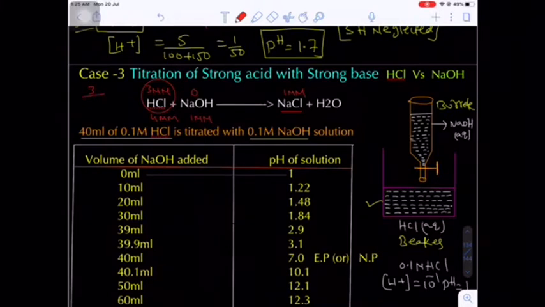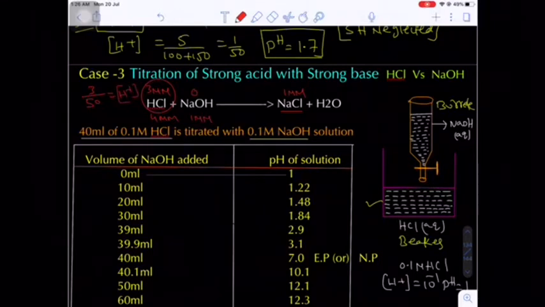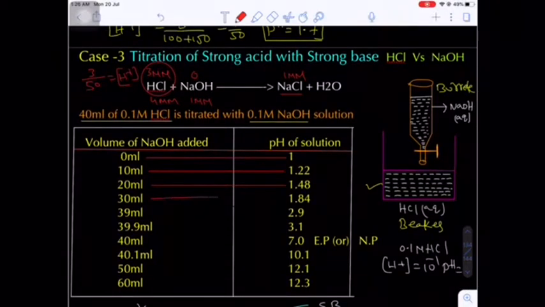Now we have to consider only the pH of the solution with respect to the strong acid, the hydrochloric acid. How many millimoles of hydrochloric acid are there? 3. And what is the total volume? That will be 40 ml of HCl plus 10 ml of NaOH, that is 50 ml. So 3 by 50 will be the H plus ion concentration. The pH, which is nothing but minus log of 3 by 50, comes out to 1.22. This is the pH of the solution when 10 ml of NaOH is added.